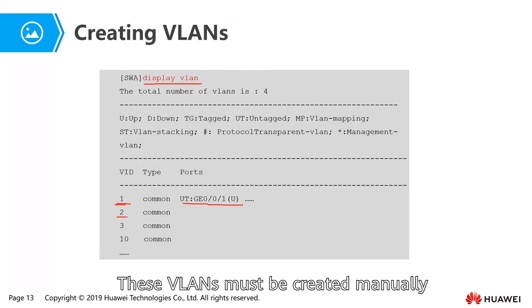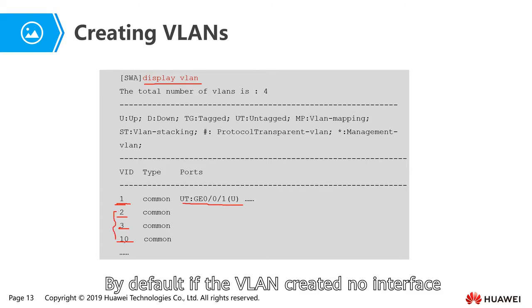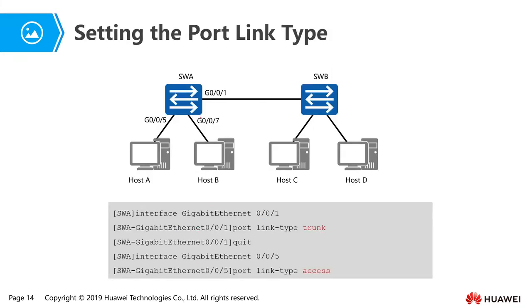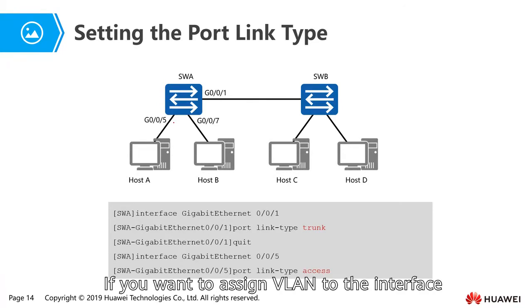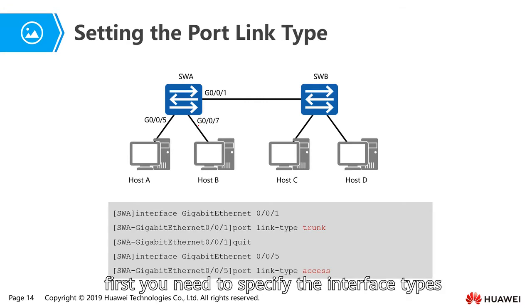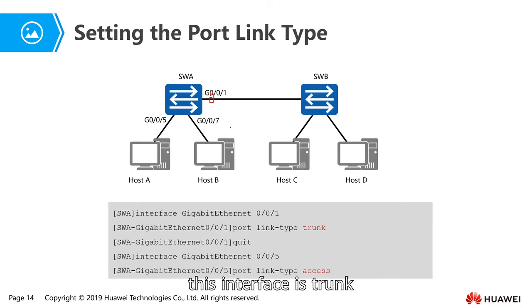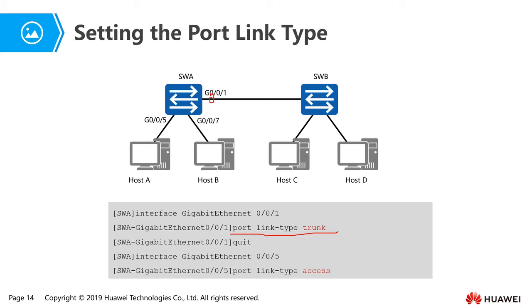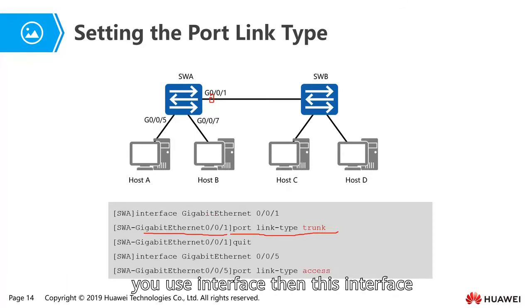These VLANs must be created manually. By default, when a VLAN is created, no interface belongs to this VLAN. If you want to assign a VLAN to an interface, first you need to specify the interface type. For example, if this interface is a trunk, you can specify port link-type trunk under this interface.